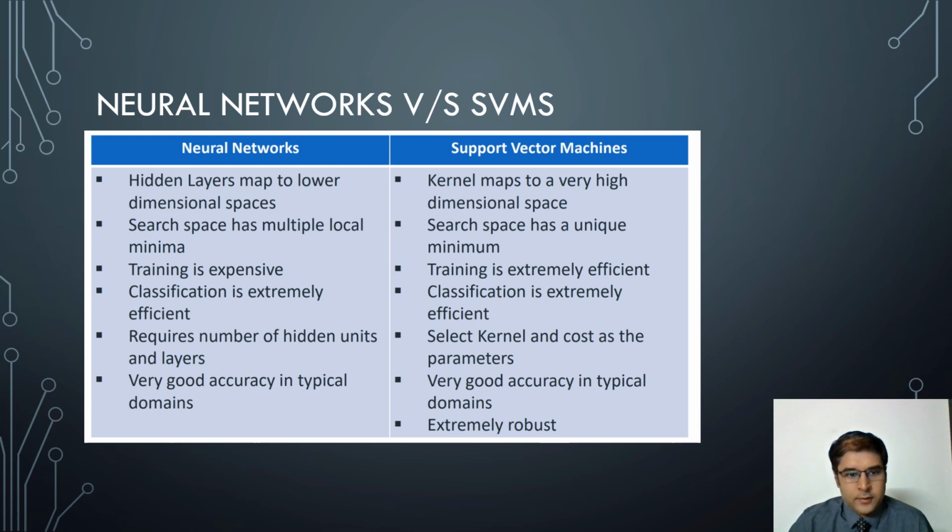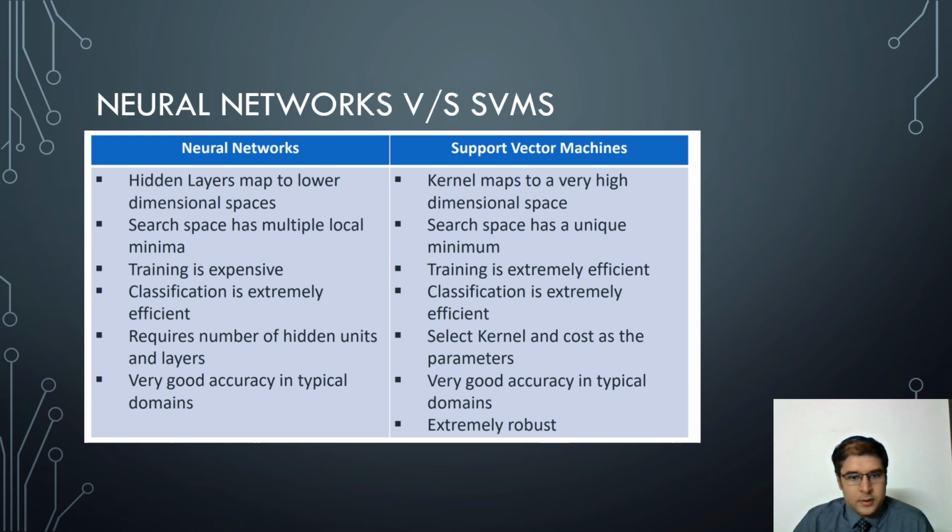So in this slide we can summarize neural networks versus support vector machines. For example, one trait is hidden layers map to lower dimensional spaces in neural networks, whereas in support vector machines kernel maps to a very high dimensional space, so that we can fit a linear classifier in support vector machines. In neural networks, search space has multiple local minima, whereas in support vector machines, search space has a unique minimum. This will be clear with an example in future slides.